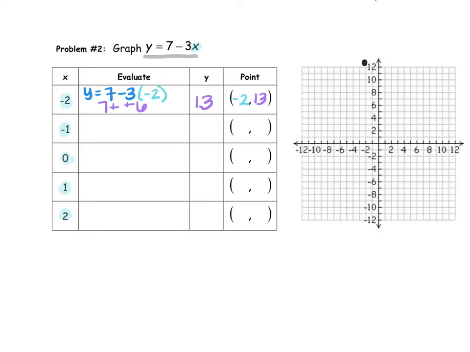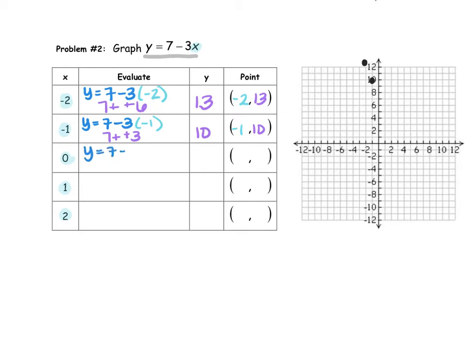Okay, we're going to just repeat that process with these other x values. Y equals 7 minus 3 times -1. 7 minus 3 times -1 is -3. When I subtract a negative, I add. 7 plus 3 is 10. So the point is -1, 10. And I will plot that right here on the graph. Left 1 from the origin and up 10.